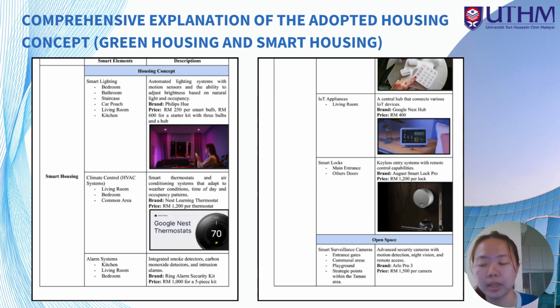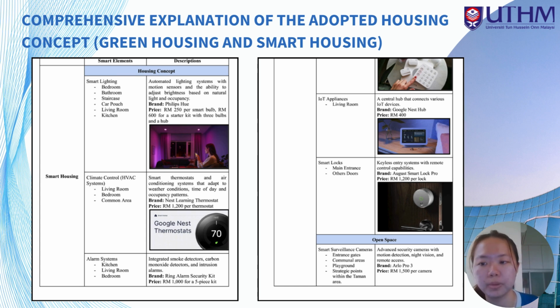The next one is the climate control, such as the HVAC system. We will apply it in the living room, bedroom, and the common area. The climate control is a smart thermostat and air conditioning system that adapts to the weather condition, time of day, and occupancy patterns. We will be using the Nest Learning Thermostat brand with the price of 1,200 each.